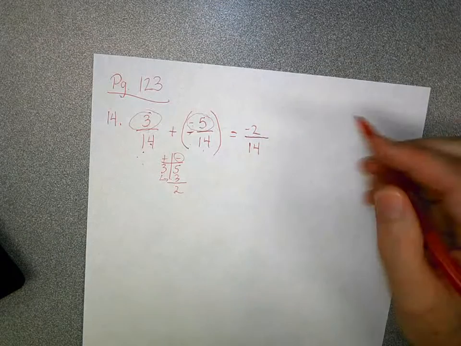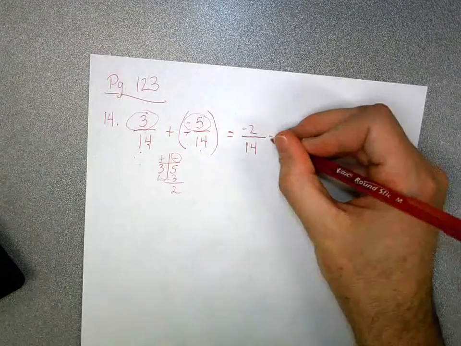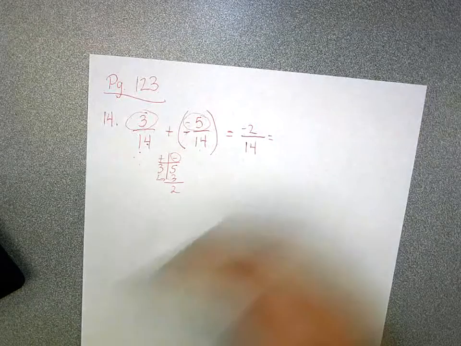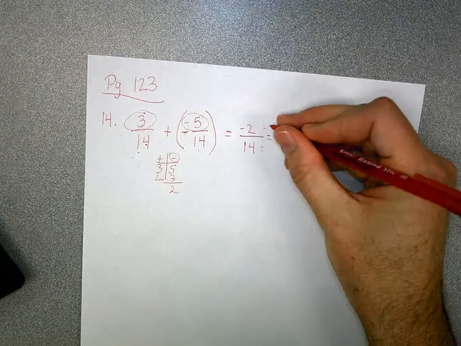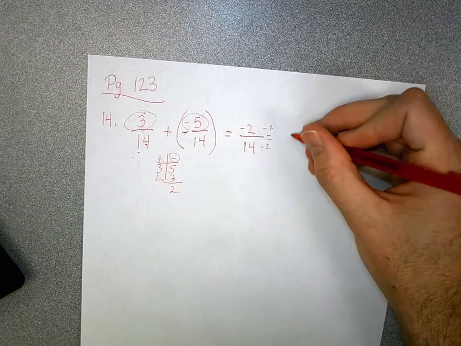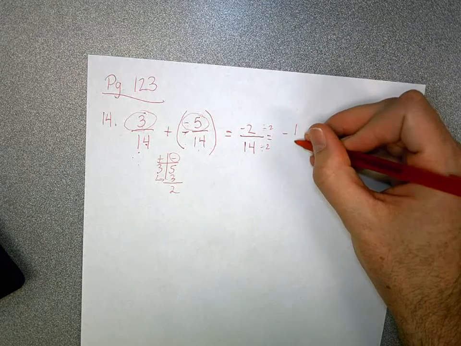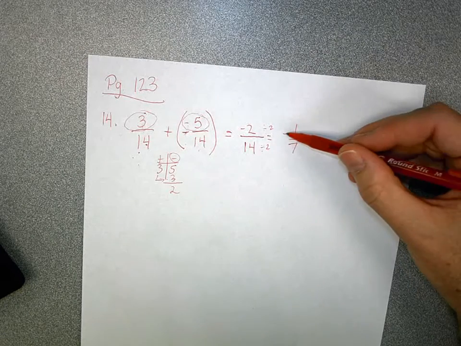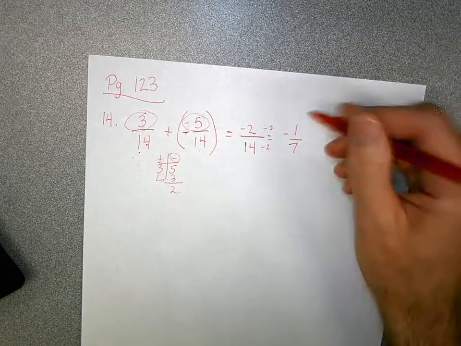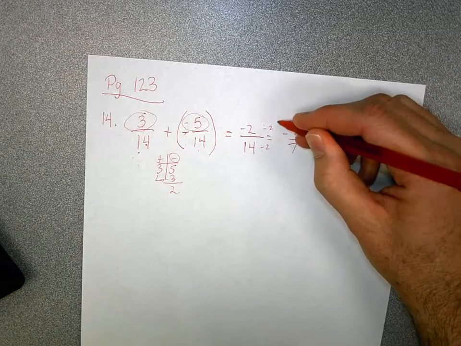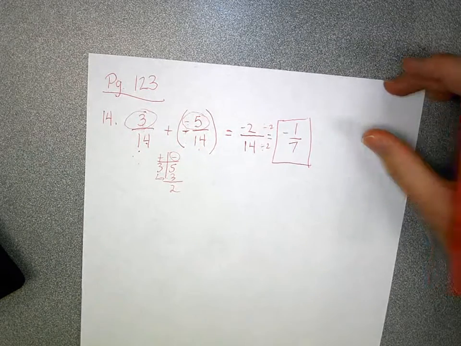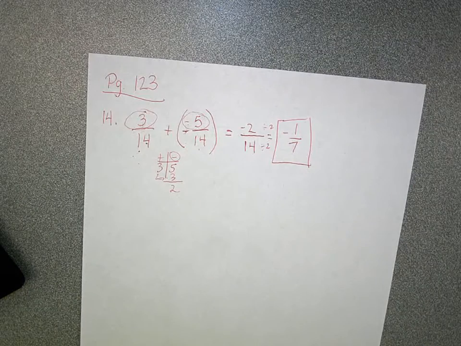And then here's what we're going to do. Don't forget, of course, you're always going to want to simplify it. So we can divide both top and bottom by 2. And we get a negative 1/7. And again, that negative in your answer could be on the numerator, out front, on the bottom, it doesn't matter. And that is our answer for problem 14.